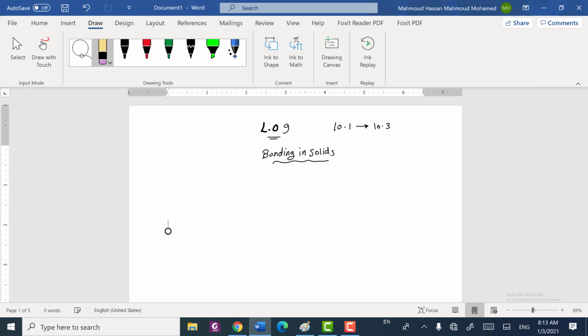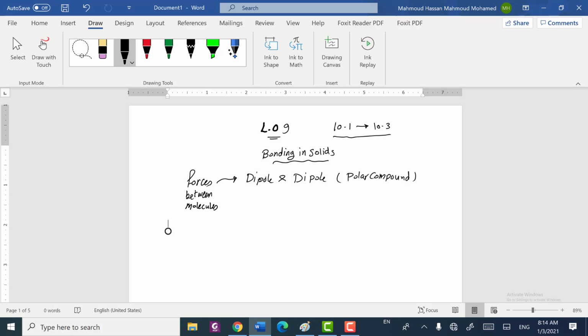Today we are going to talk about learning outcome 9. You will find it in the textbook from 10.3 to 10.3. Let's talk about the bonding in the solid. But before talking about the bonding in the solid, we are going to talk about the types of forces. One type is called dipole. This force is found inside the polar compound, forces between and inside molecules.